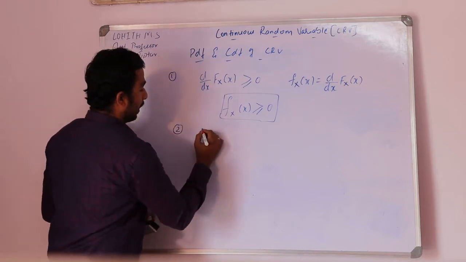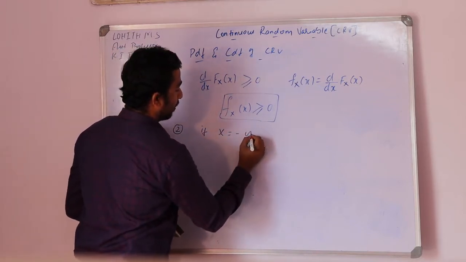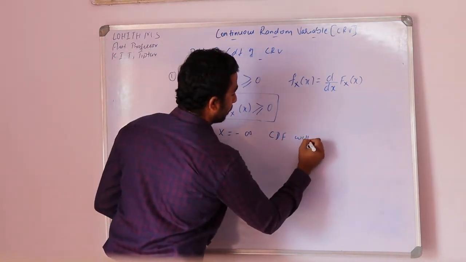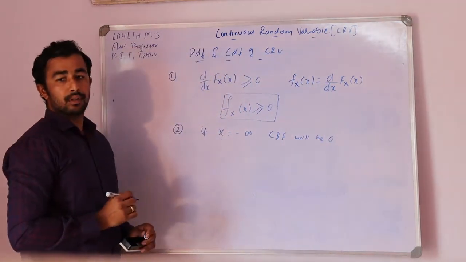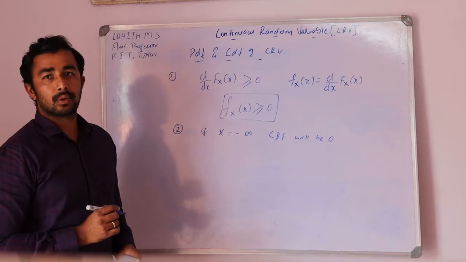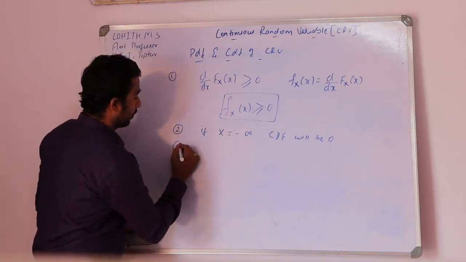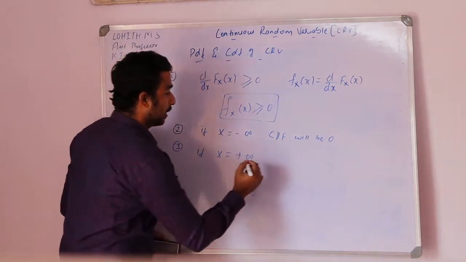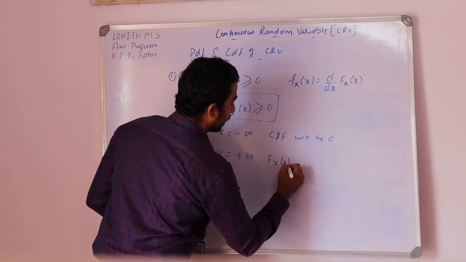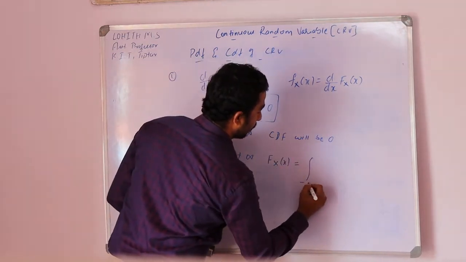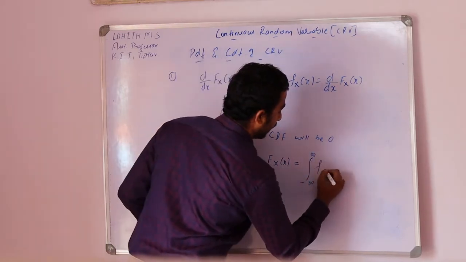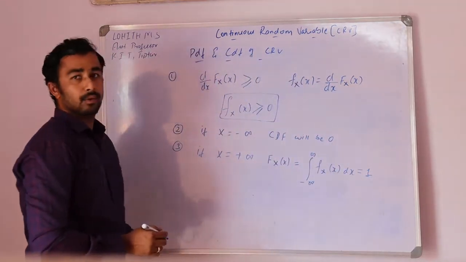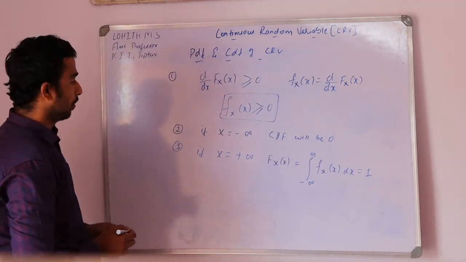Second, if x is equal to minus infinity, then the CDF will be 0. The cumulative distribution function will be 0 if x is equal to minus infinity. If x is equal to plus infinity, then the integral from minus infinity to infinity of fx(x) dx is equal to 1.